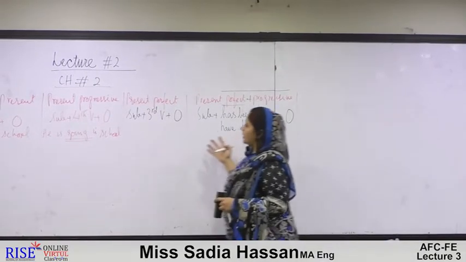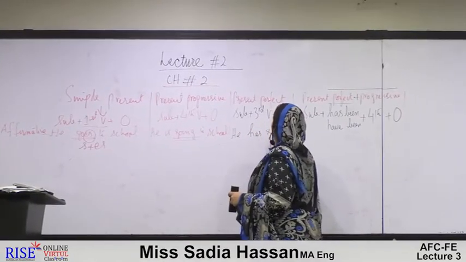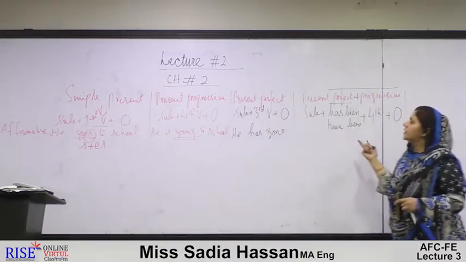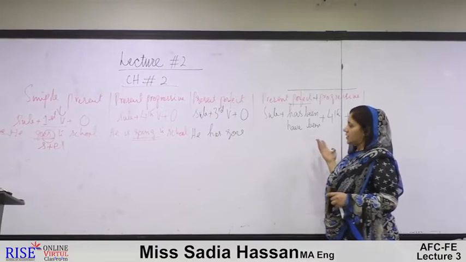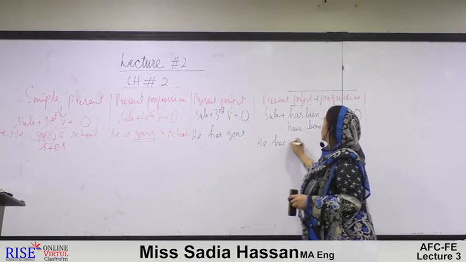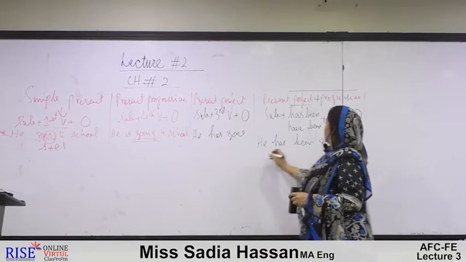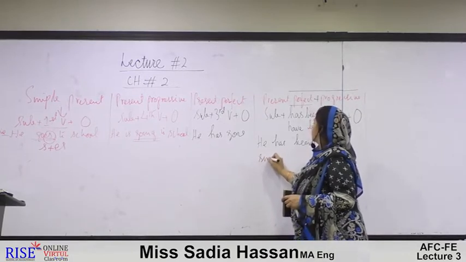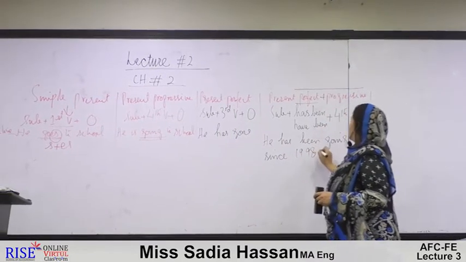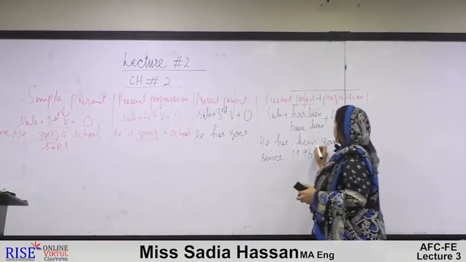Now we move on to the examples as well. For example, he has gone. I'm using the same sentence for all the types of the tenses, so that we can have a more clear picture of the uses of the verb. Fine. He has been going since 1998. Fine. Now let me discuss.